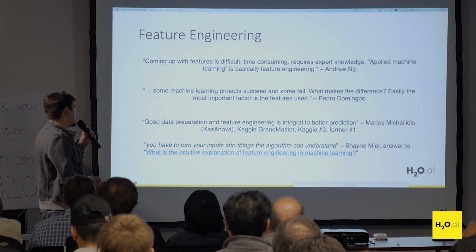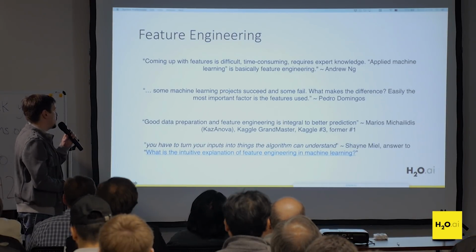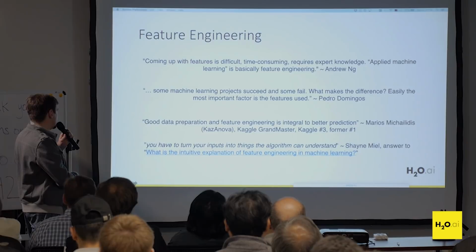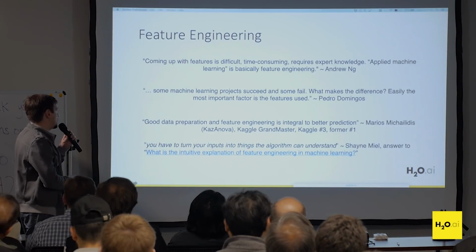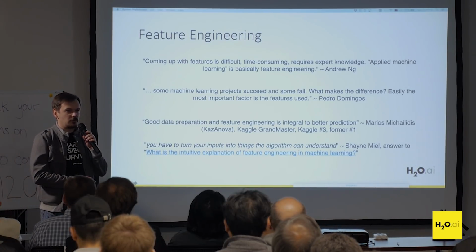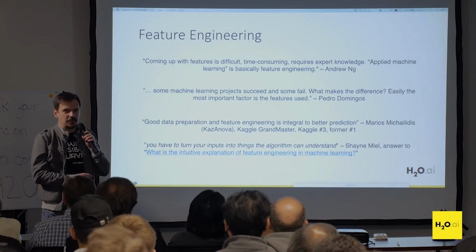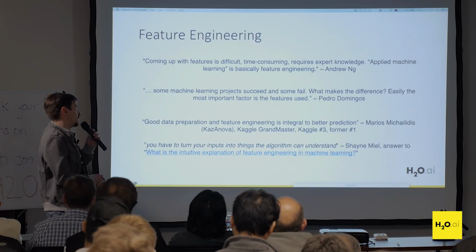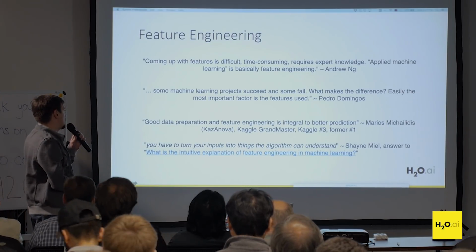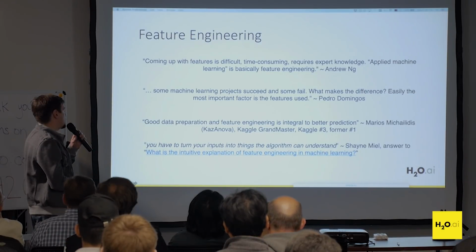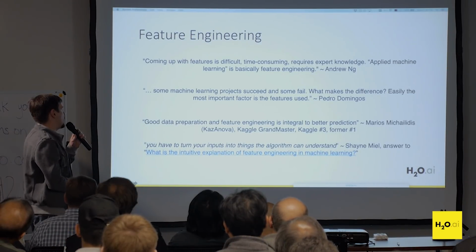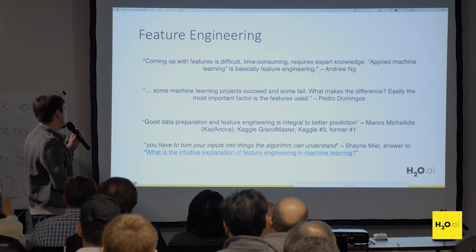But basically, what exactly can we mean by feature engineering? The very simple explanation you can see on the bottom. Basically, that's the way you can transform your input so a machine learning algorithm can actually consume it and build good predictions. That's the easiest and simplest explanation of what feature engineering means that I was able to find.